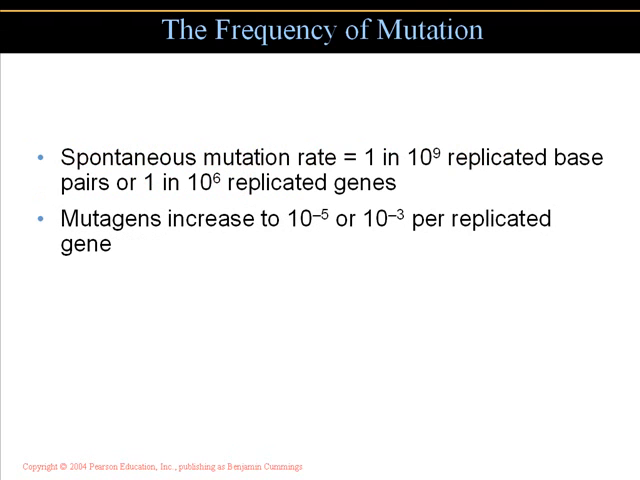Spontaneous mutations occur at 1 in 10 to the 9th power replicated base pairs, 1 in 10 to the 6th power replicated genes. Mutagens increase that, as you can see, to 10 to the -5, 10 to the -3 per replicated gene. So the frequency is few and far between. You don't have to memorize those numbers. That's not why I'm putting them up there. It's just to give you some idea of how reliable that sequence is.